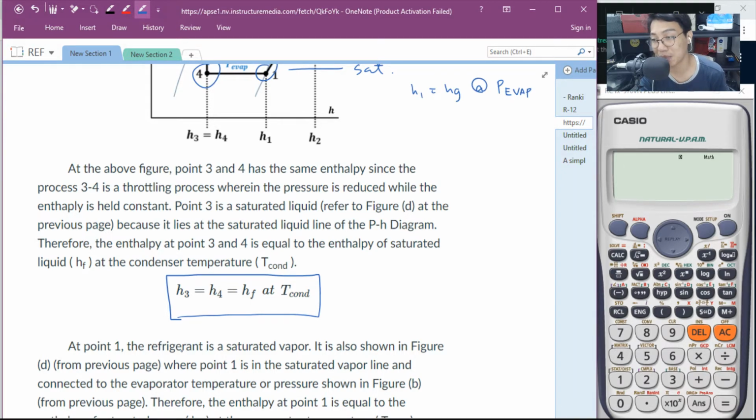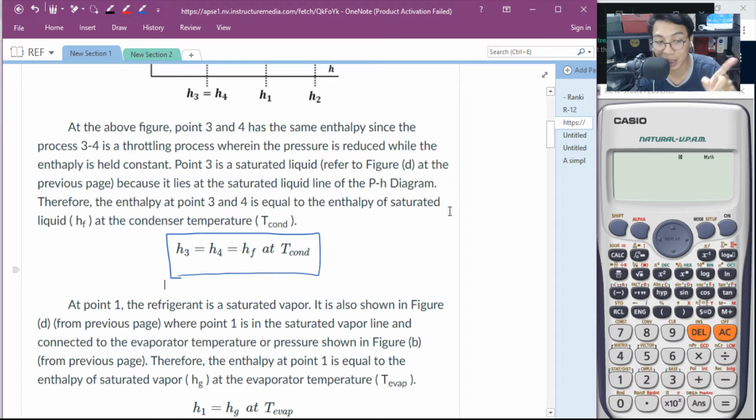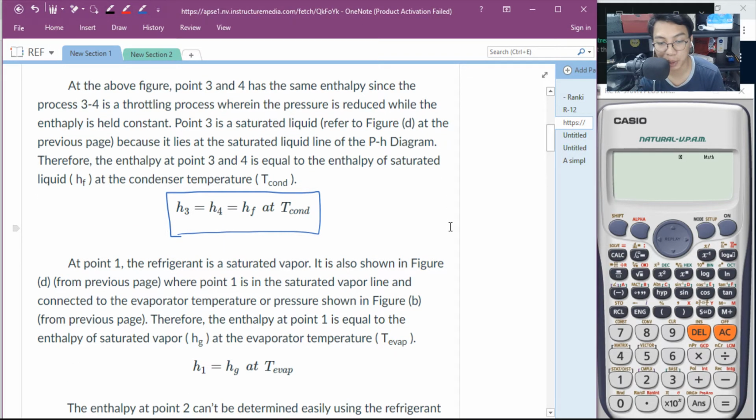Commonly, temperature lang naman ay binibigay dyan. The temperature of the evaporator and the temperature of the condenser. Now, at point 1, ibibigay sa'yo yung evaporator temperature. The refrigerant, as you can see before going to your compressor, that is saturated vapor. It is also shown in the pH diagram, where point 1 is on the saturated vapor line and connected to evaporator temperature or pressure shown dun sa ating figure. Therefore, the enthalpy at point 1 is equal to the enthalpy at saturated vapor or Hg at the temperature of the evaporator.